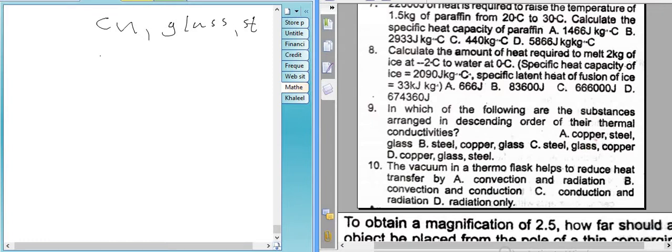So we know copper has the highest conductivity, then steel, and then glass. In the question we are asked to find the correct answer in descending order, that is decreasing. So the way I arrange it is what will give us the correct answer. Copper comes first, then steel, and then glass, which is option A.